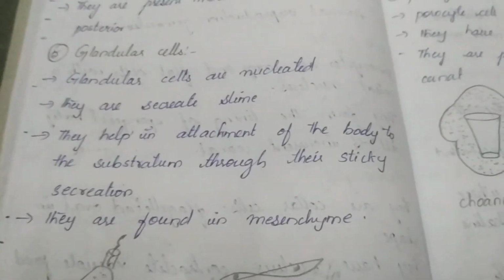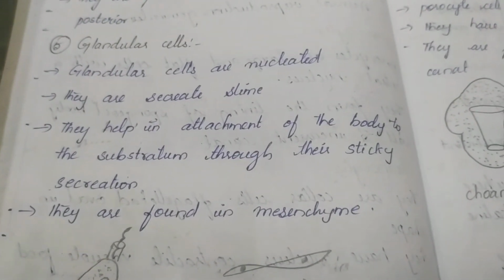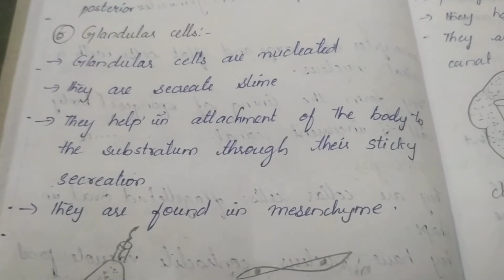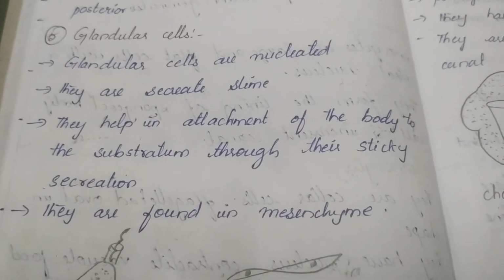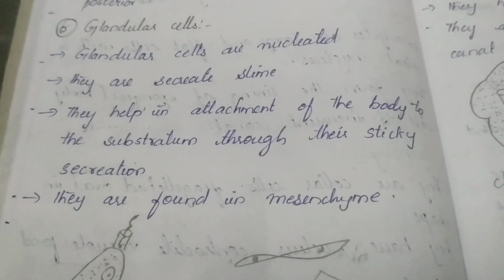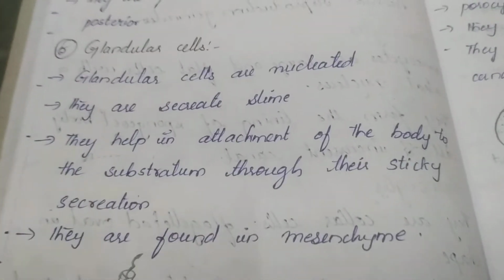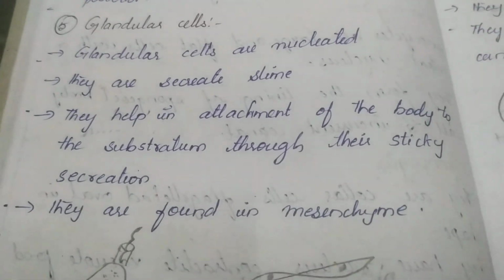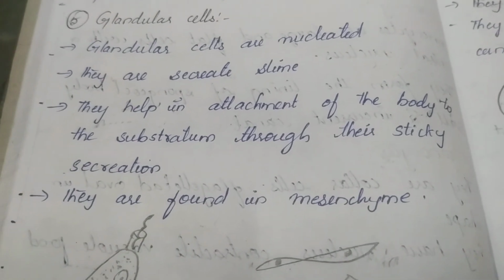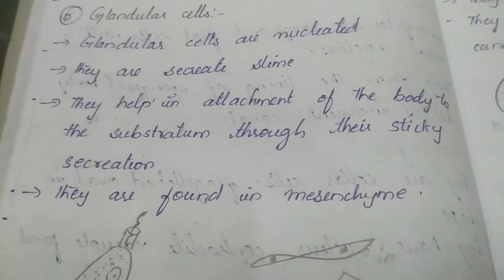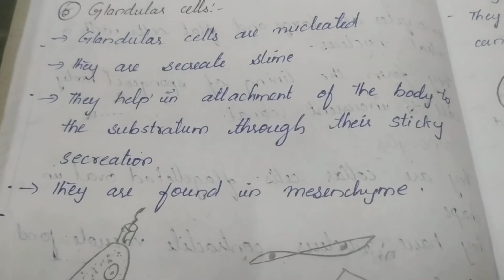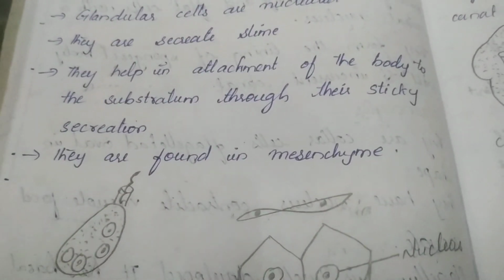Now I have entered into the glandular cells. Glandular cells are nucleated, and they secrete slime, and they help in the attachment of the body to the substratum through this sticky secretion. Of course, when they secrete slime, it is a sticky substance, and if it is sticky, then it will definitely attach to the substratum, because we are studying about Porifera. They are found in the mesenchyme.